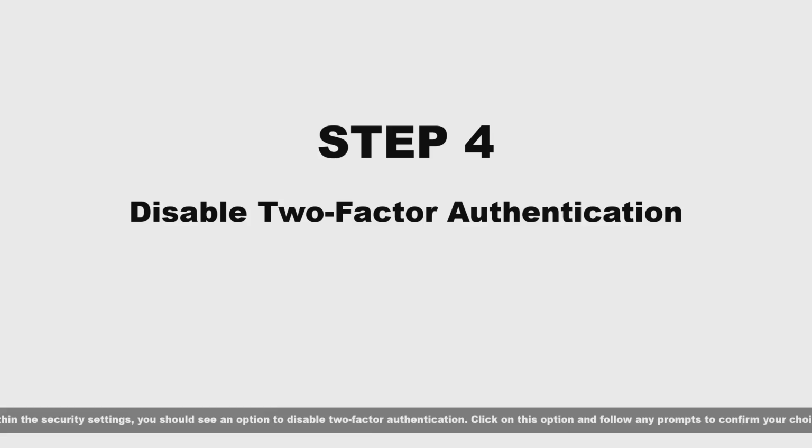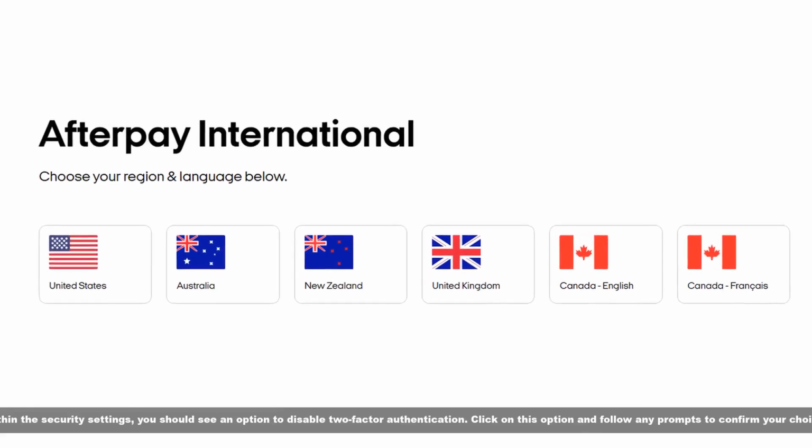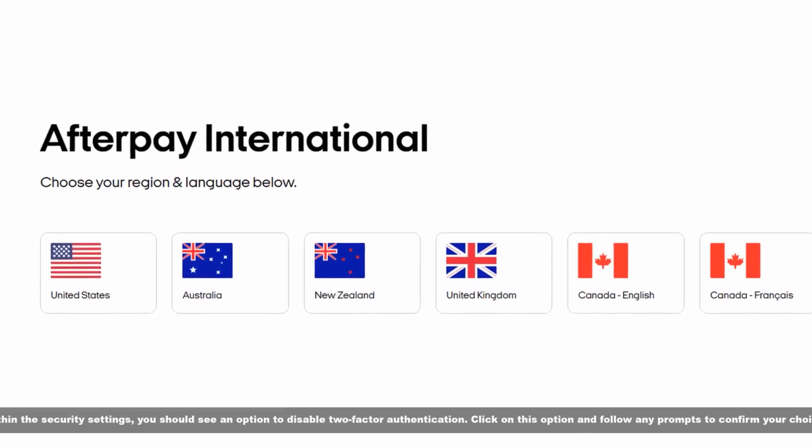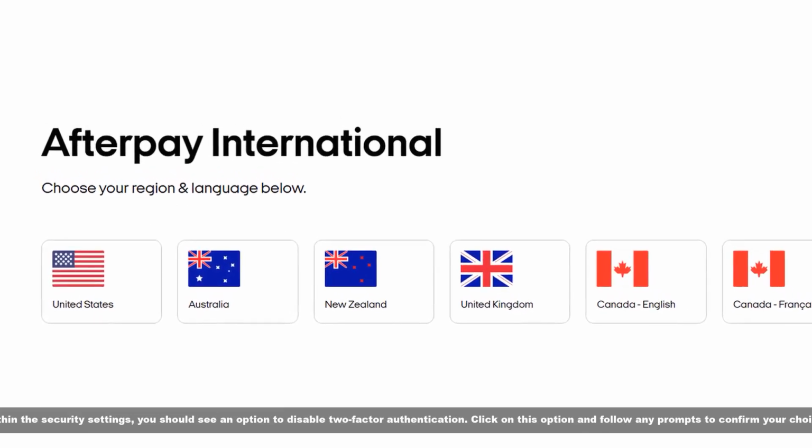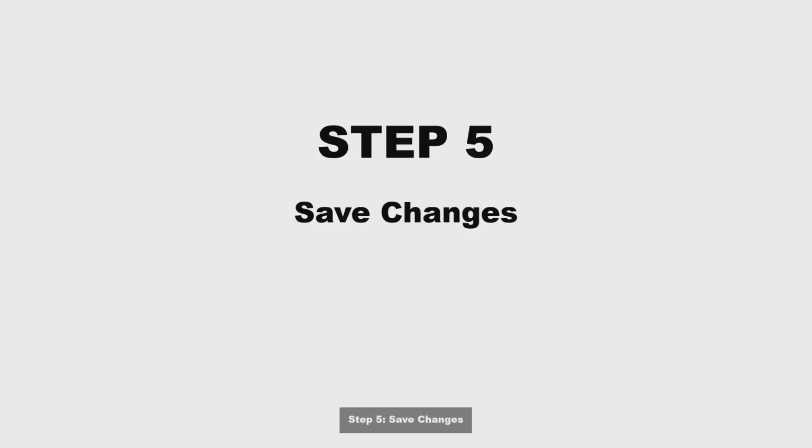Step 4. Disable two-factor authentication. Within the security settings, you should see an option to disable two-factor authentication. Click on this option and follow any prompts to confirm your choice.